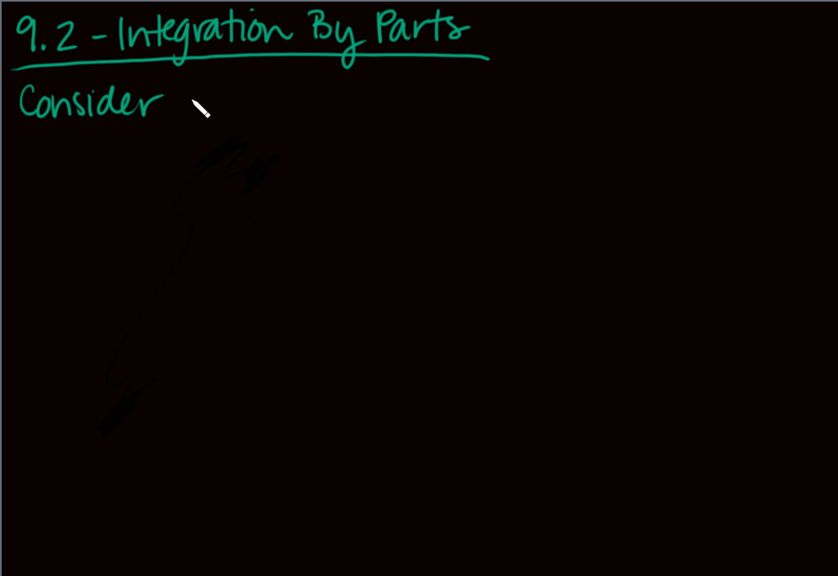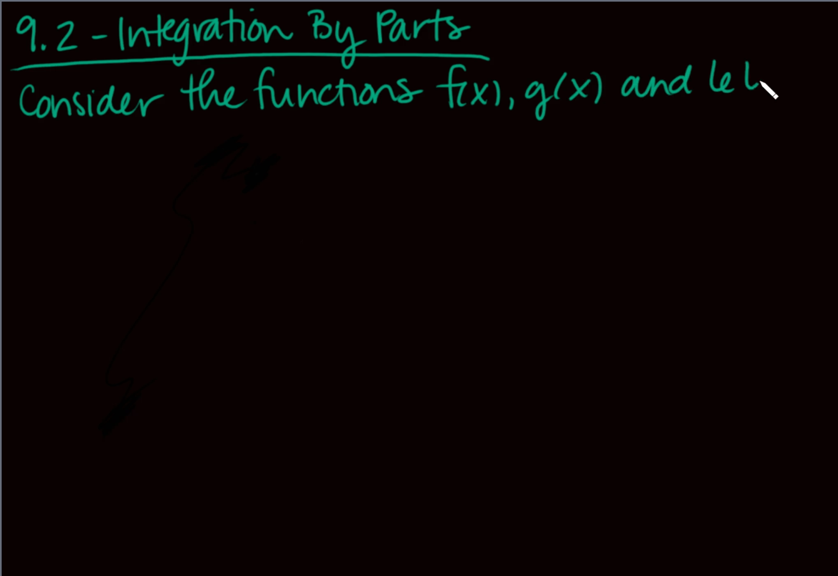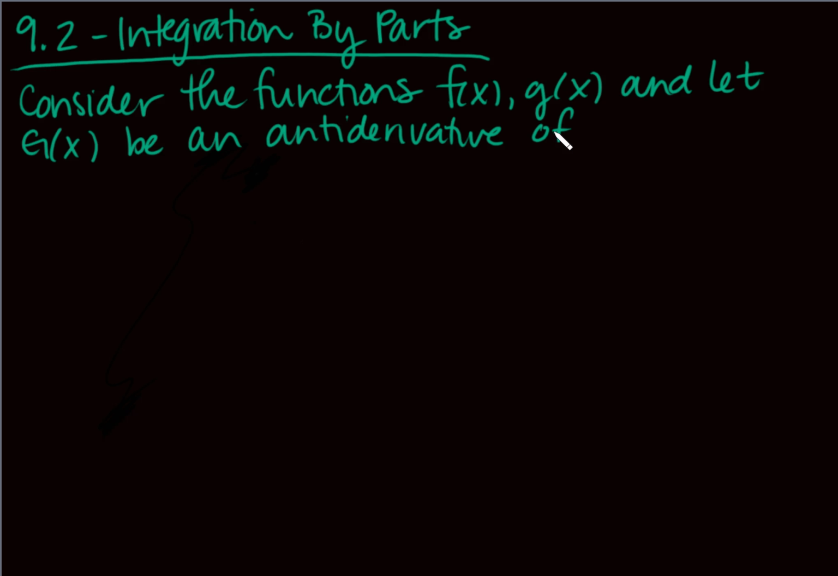So let's consider the functions. I'm just going to set this up a little bit: f of x and g of x. And I'm going to define another function. Let's let capital G of x be an antiderivative of little g of x, okay? So recall, what does that mean? That means that the derivative of capital G is little g, okay?